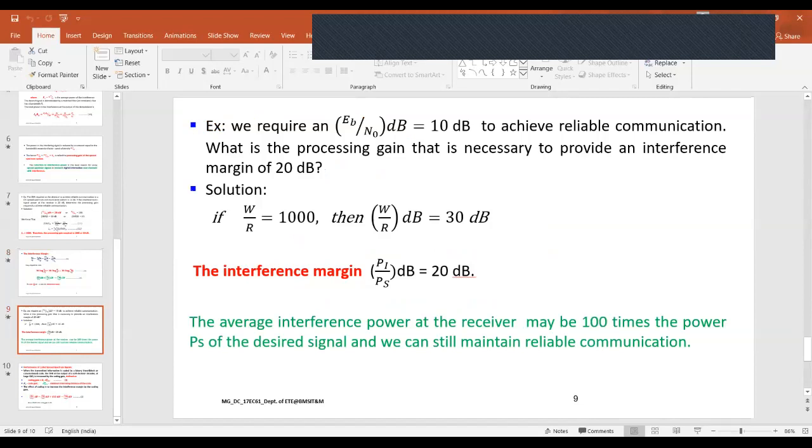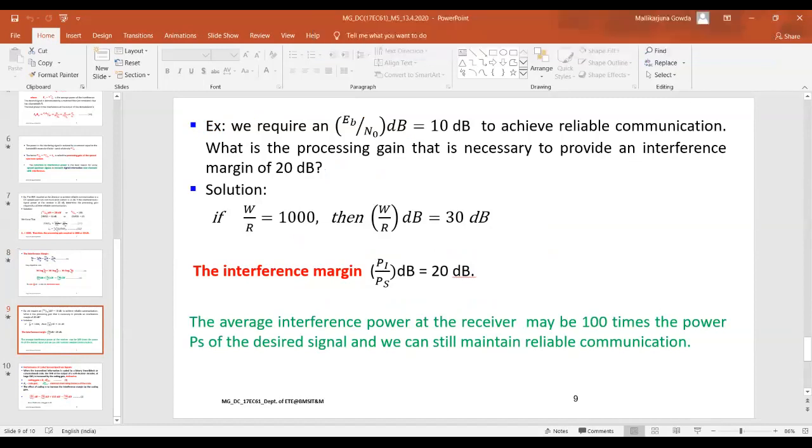So the meaning of this is, though the average interference power at the receiver may be 100 times the power of the desired signal, we will still be able to have reliable communication. That is the meaning of this.